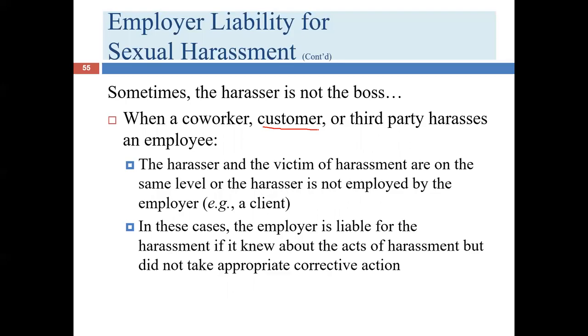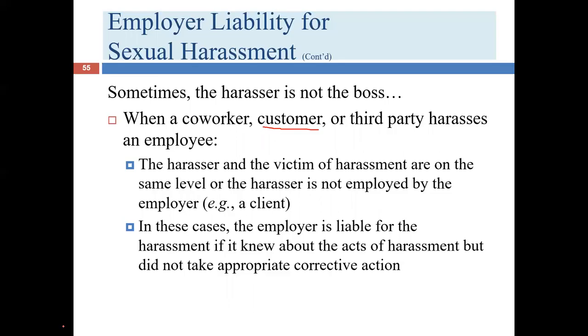The employer is going to be liable if it knew about the acts of harassment but failed to take appropriate corrective action. So it needs to address the issue with the customer, the Bob in the situation, or the third party, or maybe the third party's employer. Let's consider some scenarios here.